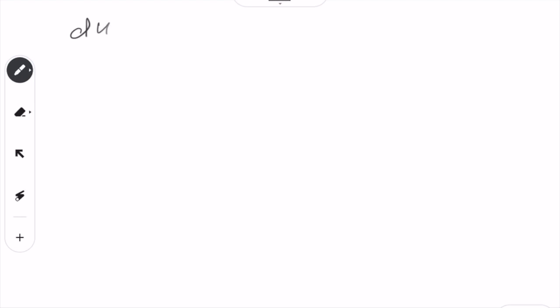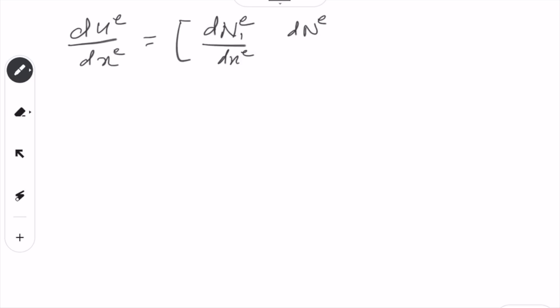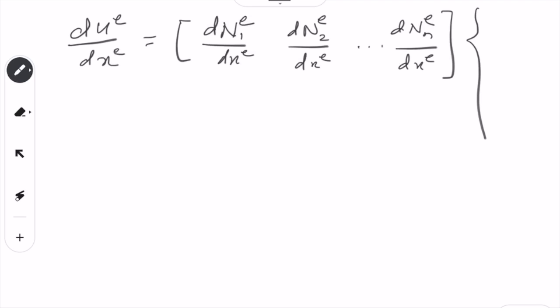So du^e over dx^e, right. This also you can find out, and this will be nothing but dN^e_1 over dx^e, dN^e_2 over dx^e, and so on till dN^e_n over dx^e, multiplied by the same thing here, u^e_1, u^e_2, and so on to u^e_n, right. So you have like this.